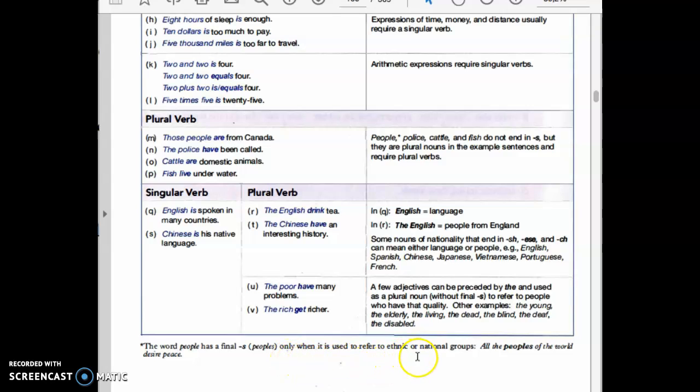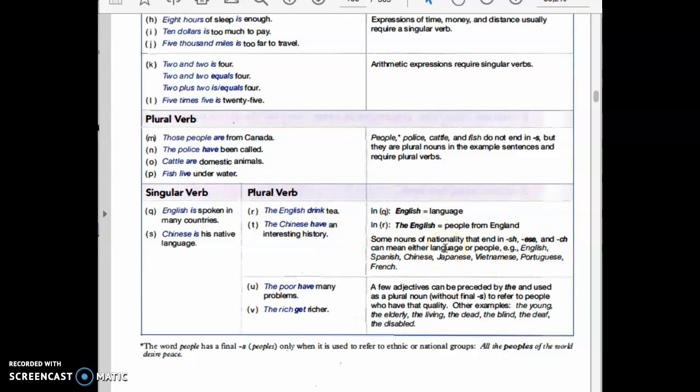The word people has a final S, peoples, only when it's used to refer to ethnic and national groups. All the peoples of the world desire peace. It's really rare, actually. And English is spoken. This is a language. Okay. Chinese is a native language. The English, not the guy, but the English, the people, the nation. The English people drink tea. The Chinese people have an interesting history. The poor. So this is just one singular word, but we mean all the poor in the world. The poor have many problems, and the rich get richer. English is a language. In English, the Chinese people.